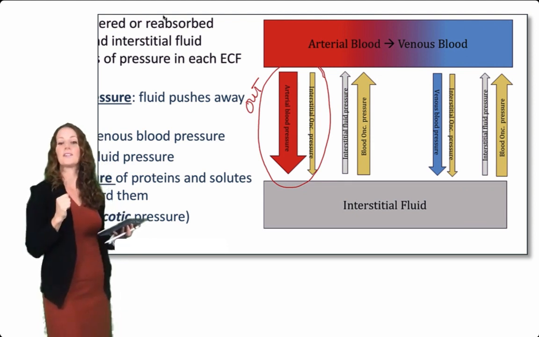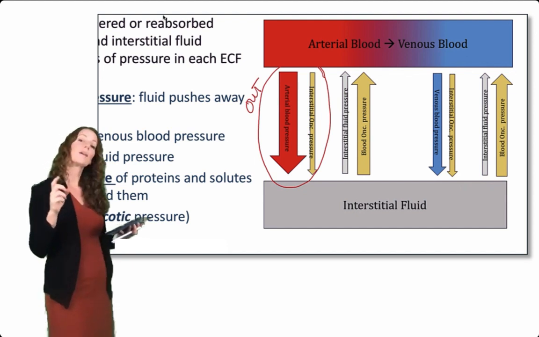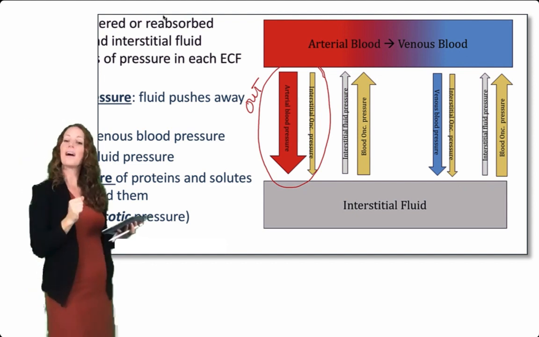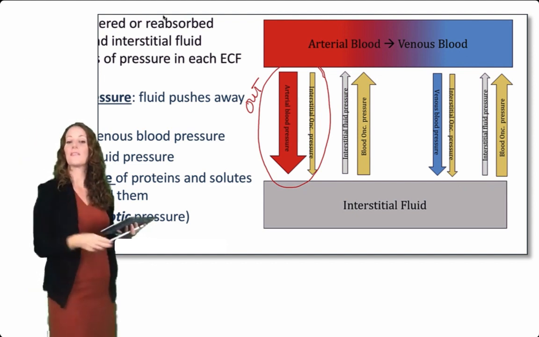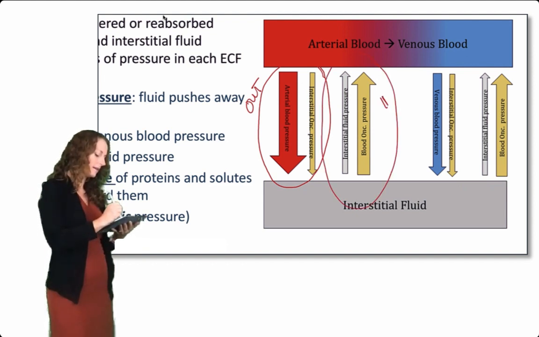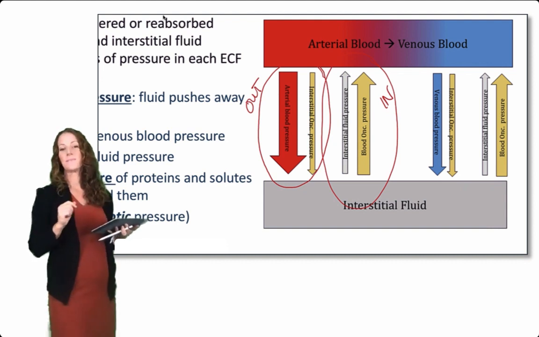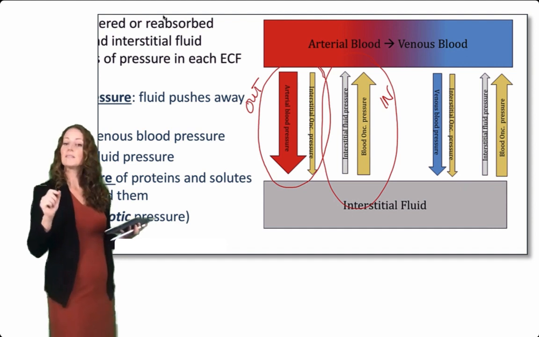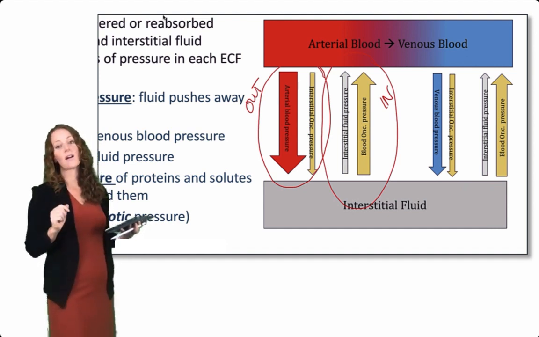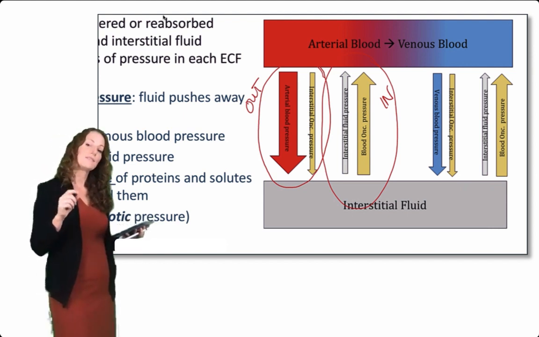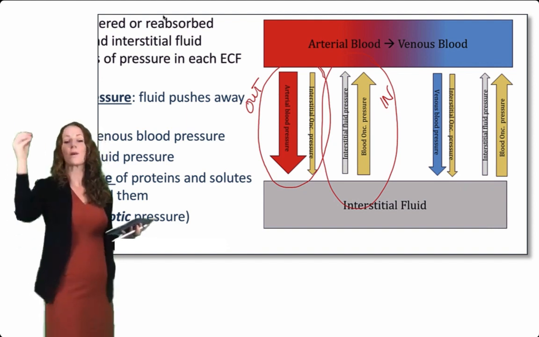Inward pressures on the arterial side are oncotic pressure within the blood, drawing fluid towards the proteins in the blood, or hydrostatic pressure within the interstitial fluid. This we would consider with respect to the capillaries an inward force. We have those same forces on the venous side, where we have venous blood pressure and interstitial oncotic pressure being our outward forces, blood oncotic pressure and interstitial hydrostatic or fluid pressure being our inward forces.